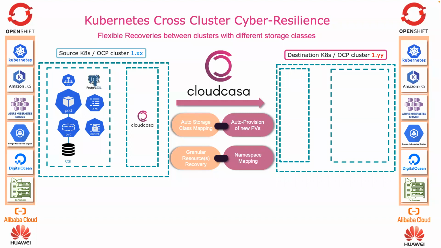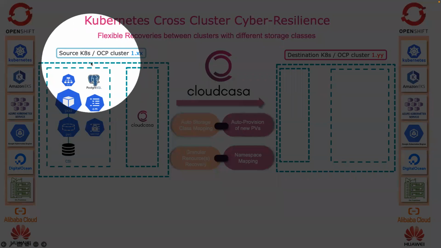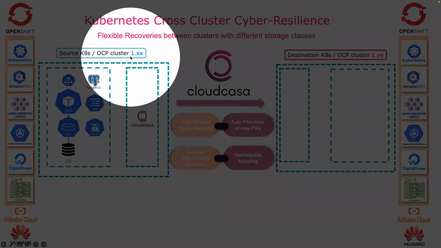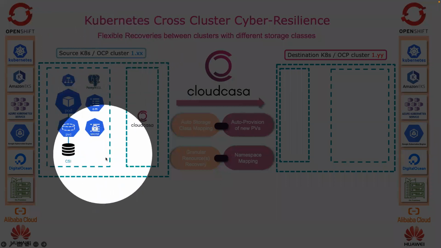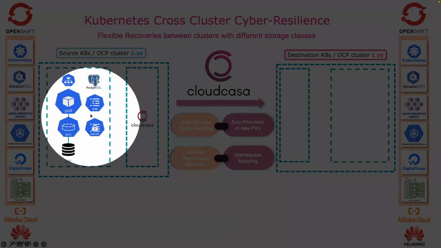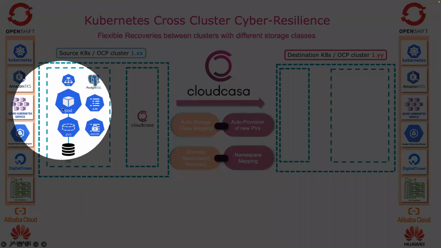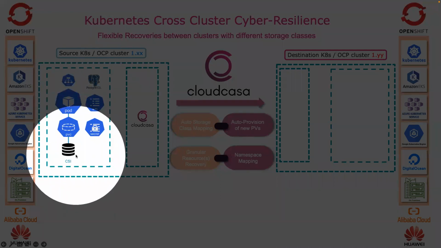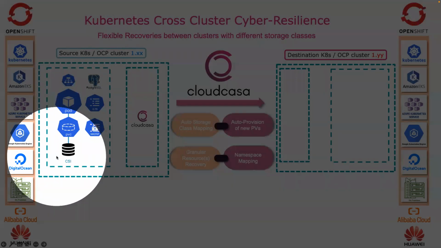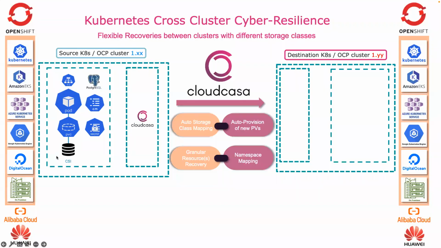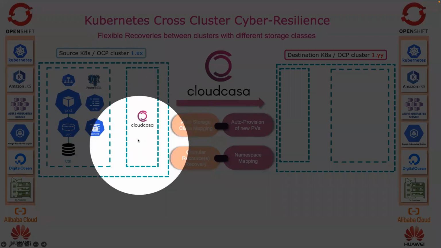So on the diagram here, you can see on the left-hand side, I've got a source cluster here. It can be any OpenShift or Kubernetes cluster running 1.xx, and you have all different applications. In my case, I got a PostgreSQL running here. For OpenShift customers, you might be running ODF, OpenShift Data Foundation. Remember, they got the new name of IBM Spectrum Fusion. It can be running any other CSI driver storage. And CloudCasa has been installed in a separate namespace.